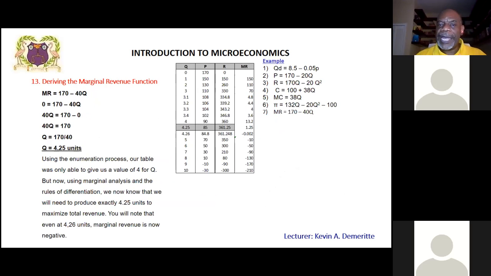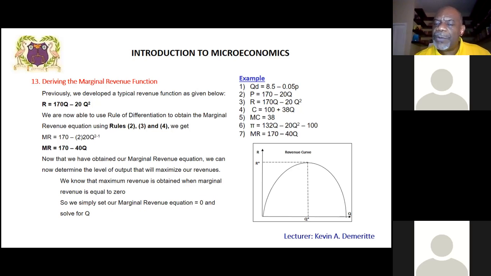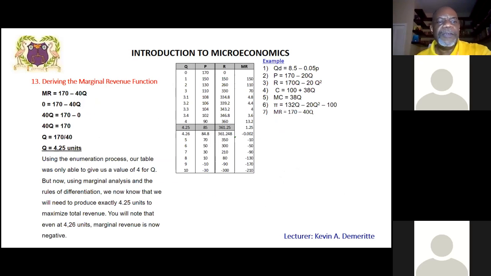So how do we do that? We take our marginal revenue equation, 170 minus 40Q, that's what we got all along. So we use our second, third, and fourth rules of derivation to get our marginal revenue, or to find the slope of our revenue equation, same thing. So the top of the curve is a point where marginal revenue is equal to 0. So here's our marginal revenue function. Set it equal to 0. We plug in 0.